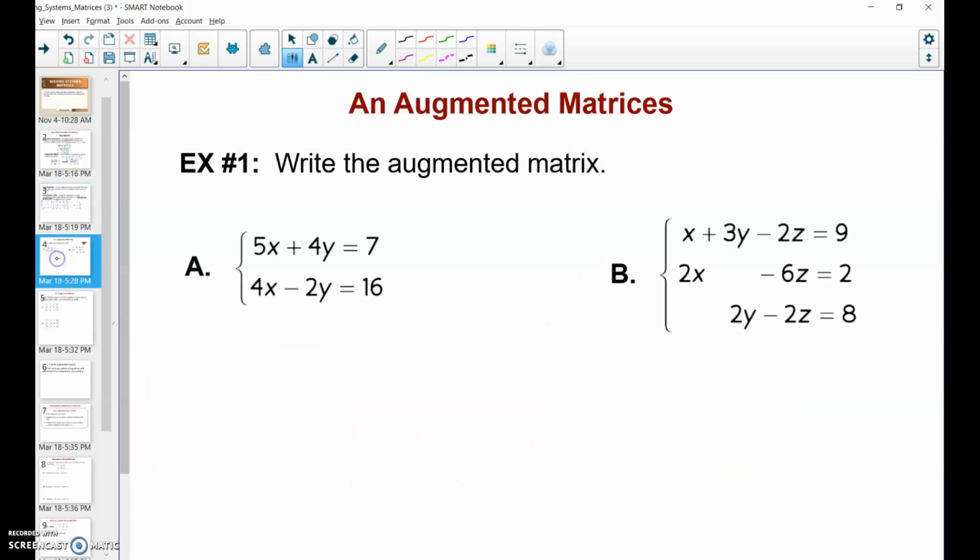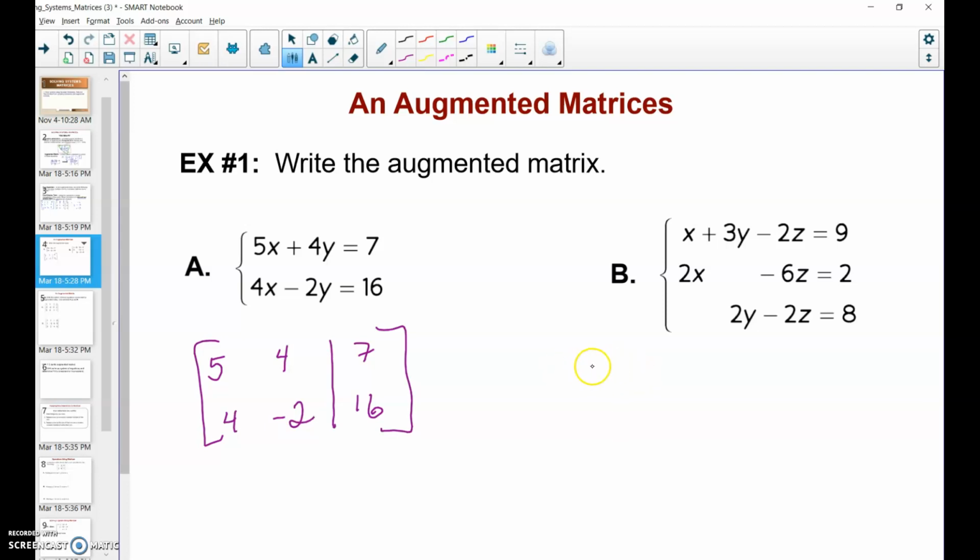Okay, so let's look at a few practice problems. For these two, we are just going to write the augmented matrix. Okay, so we're not doing anything with reducing it or anything with changing. We're just plugging in these numbers into a matrix. So I know that I need to have 7 and 16 on the opposite of this vertical dash. And I have 5, 4, and 4, -2. That's it for this problem.